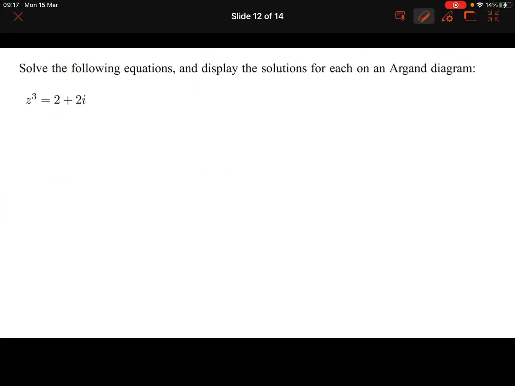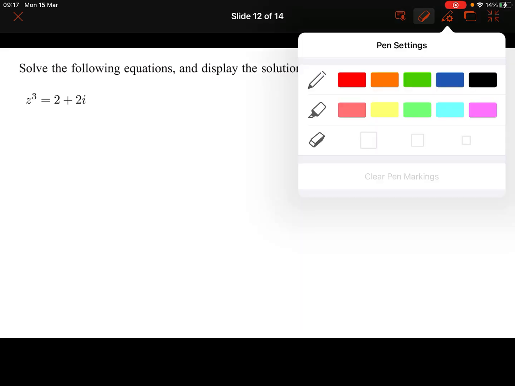Okay, let's have a look at this question. It looks easy enough, but it's very, very easy to make mistakes with this. So we've got to solve the following equation.